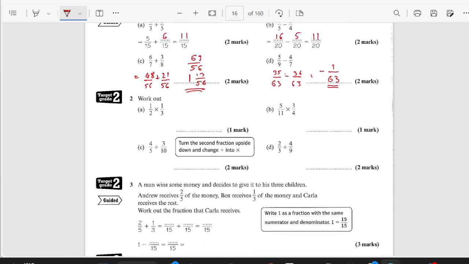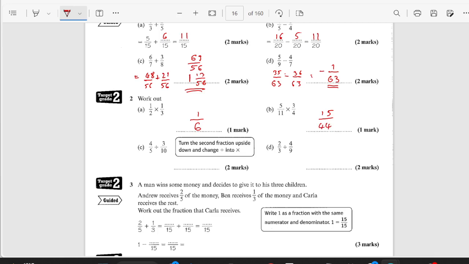Okay, question 2 then, we've got some multiplying and some dividing. So I always cancel before I multiply where I can. I can't simplify first of all in this one though. So I times my numerators and I times my denominators. 1 times 1 is 1, and then 2 times 3 would be 6. For the next one, again, I would cancel if I could, but I've got no numbers diagonally in common. So it's going to be 5 times 3 is going to be 15, and then 11 times by 4 is going to be 44.